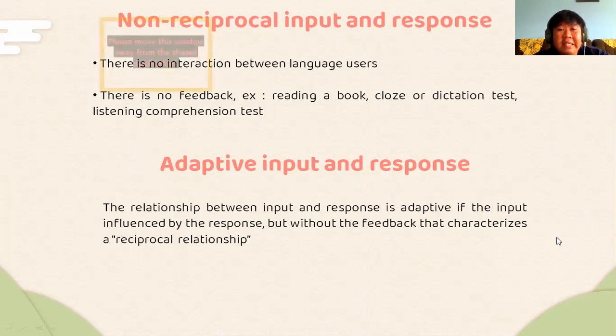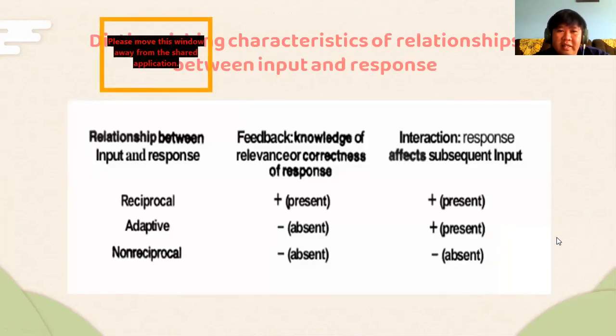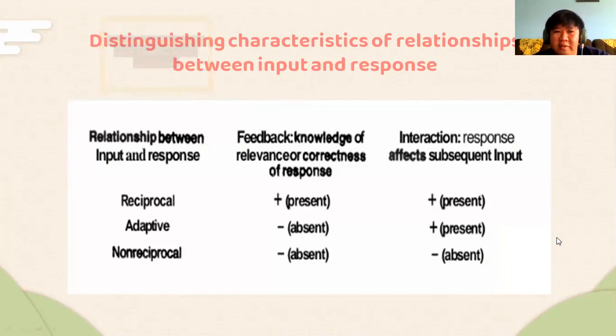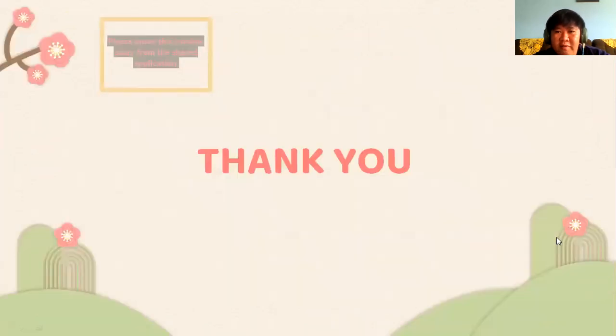So there are three types of relationship between input and response. And in this, we can see that reciprocal has feedback and interaction, but in adaptive there is no feedback and interaction. And in non-reciprocal, there is no feedback and there is no interaction. So that's all from me and back to moderator.